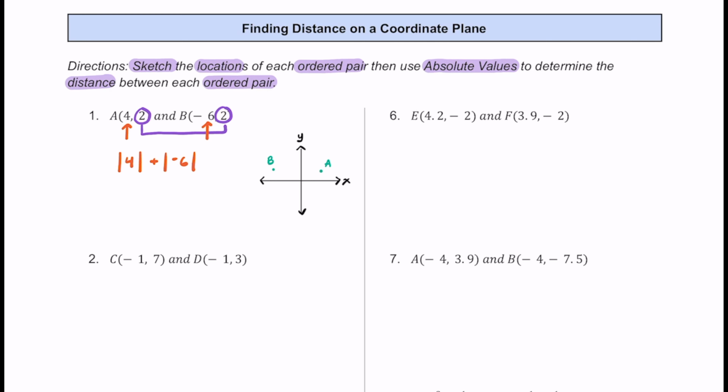The absolute value of 4 is going to be 4. The absolute value of -6 is going to be 6. And then 4 plus 6 is going to be 10 units. So if you're asked what's the distance between point A and point B, it would be 10 units. And we saw that they are in different quadrants, so we add their absolute values.